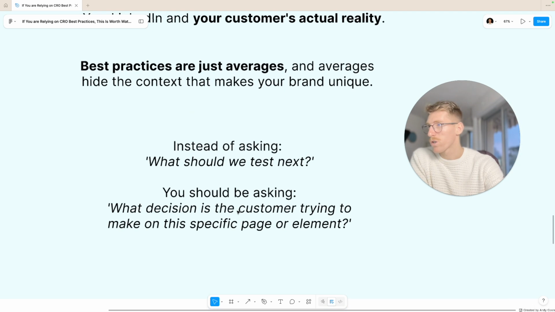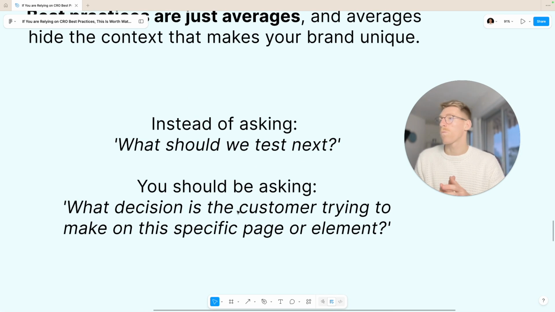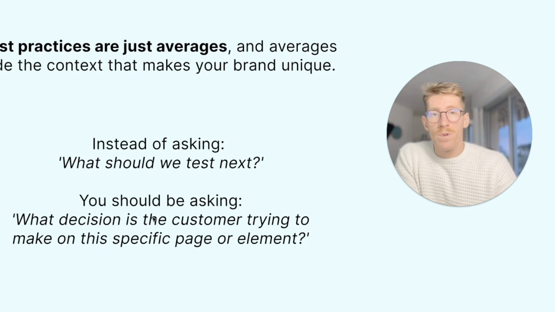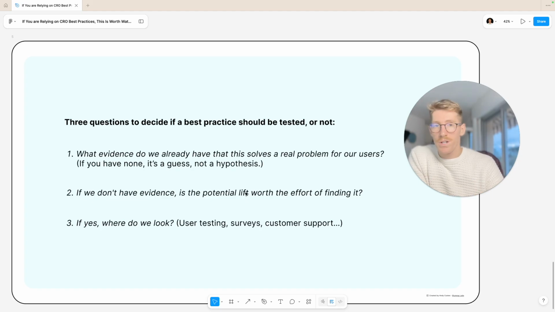So instead of asking what should we test next, you should be asking what decision is the customer trying to make on this specific page or this specific element. And if you do that, you'll stop doing things blindly like everyone else, and you'll respect your customer's intelligence a lot more. But here is the real shift that I want you to make. Best practices aren't the problem, unbacked hypotheses are.